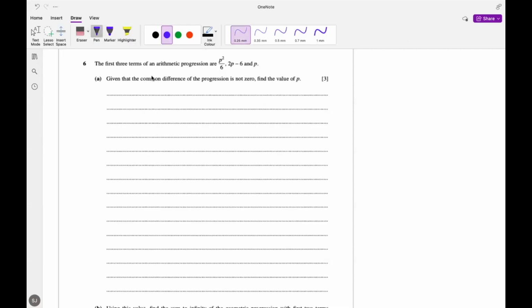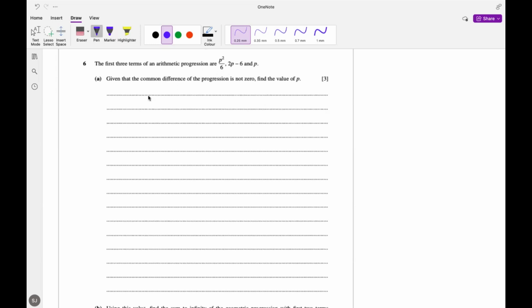In question 6, the first three terms of an arithmetic progression are p squared upon 6, 2p minus 6, and p. Given that the common difference is not 0, we have to find the value of p. Now, in an arithmetic progression, we know that the difference between two consecutive terms is equal.